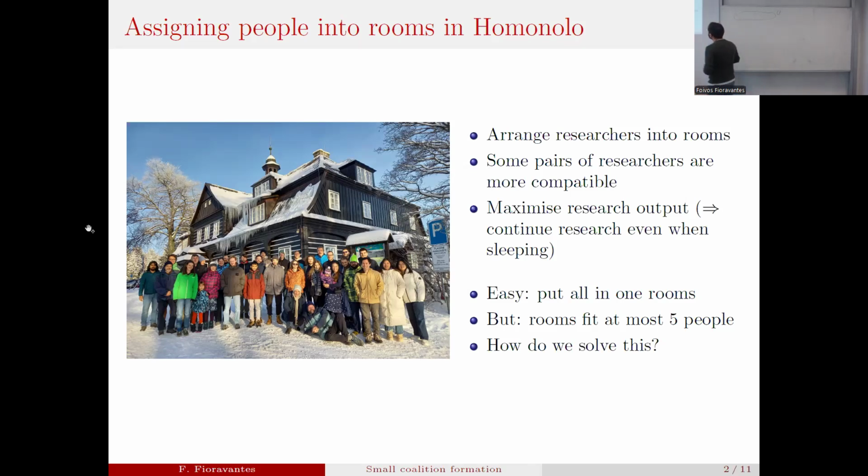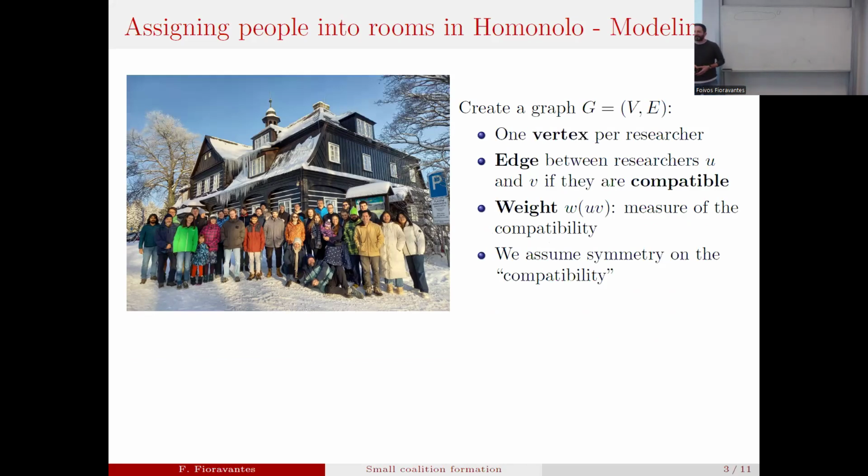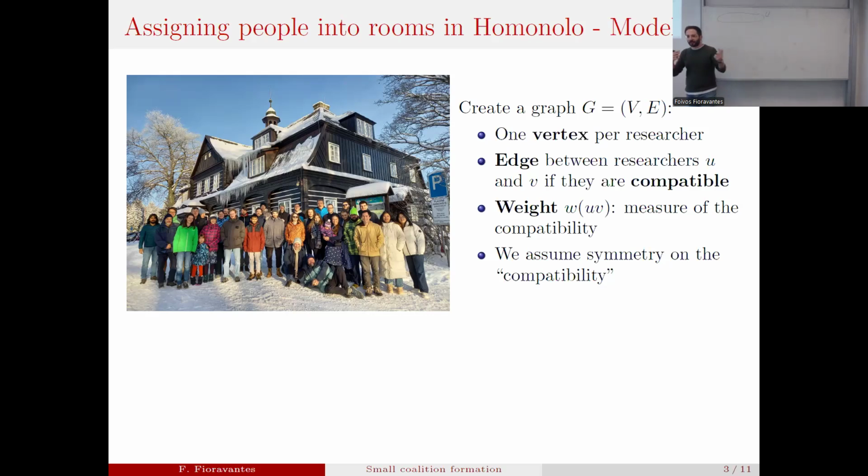Okay? So we can model this as a graph. We have a vertex for each person, and 2 people are adjacent if they are compatible. We can go a step further and put a weight on the edge, signaling how compatible they are. So a higher number means more compatibility. And we assume that this compatibility is symmetric. So if I can work well with you, we are assuming that you can work well with me as well.